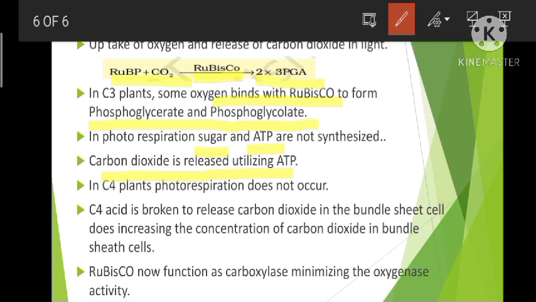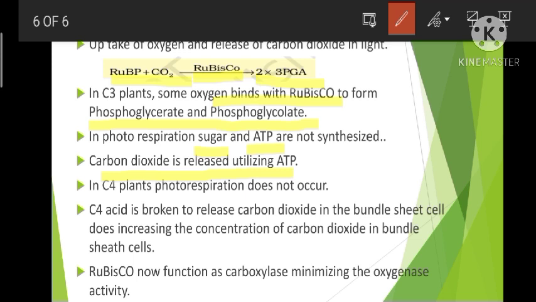Because in the mesophyll cell, the Rubisco enzyme is absent and only the PEP carboxylase enzyme, that is phosphoenol pyruvate carboxylase, is present. So the carbon dioxide entering there is fixed by PEP, phosphoenol pyruvate, to form a 4-carbon acid, that is OAA. What is OAA? It is oxaloacetic acid. It is a C4 acid, isn't it? Now this C4 acid is converted into another C4 acid like malic acid or aspartic acid, which is transported into the bundle sheath cell.